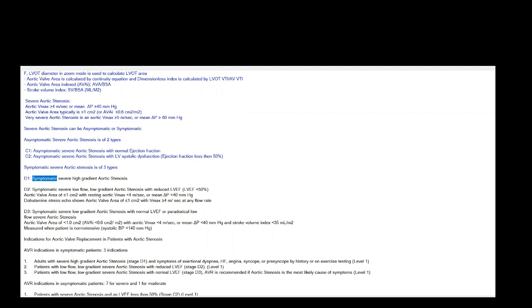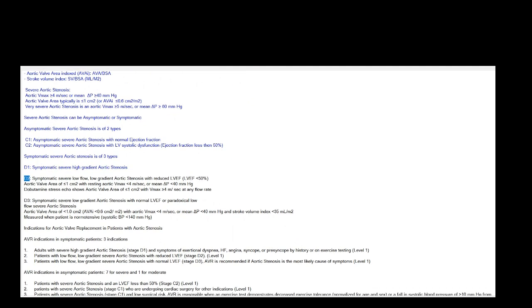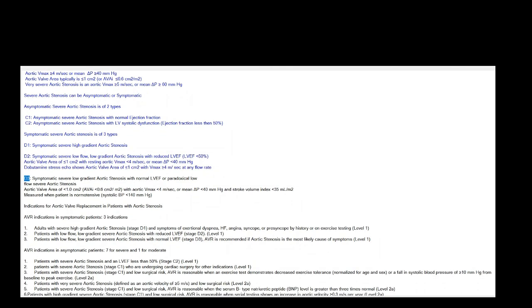D1. Symptomatic severe high gradient aortic stenosis. D2. Symptomatic severe low flow, low gradient aortic stenosis with reduced LVEF. D3. Symptomatic severe low gradient aortic stenosis with normal LVEF, or paradoxical low flow severe aortic stenosis.